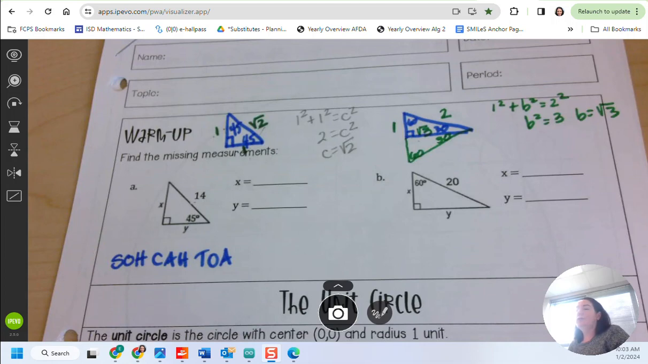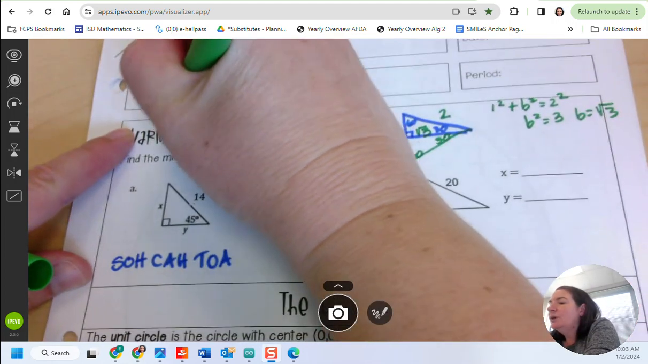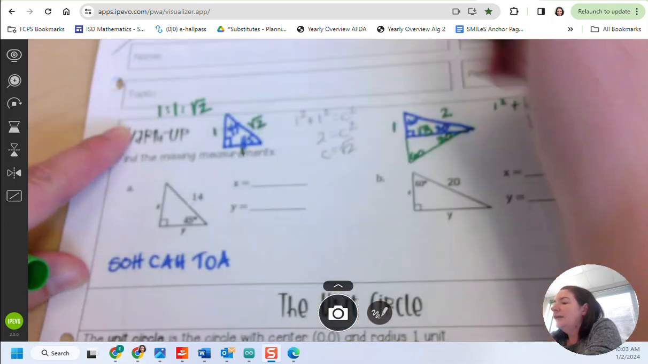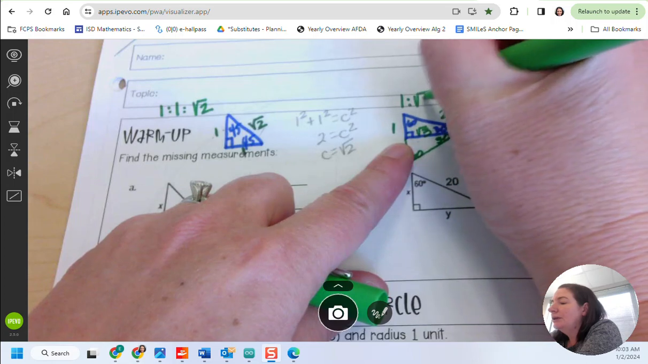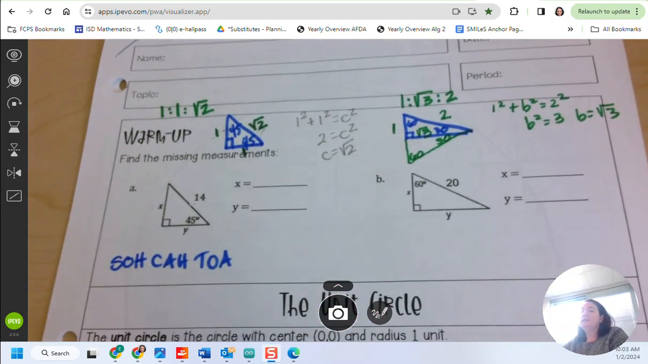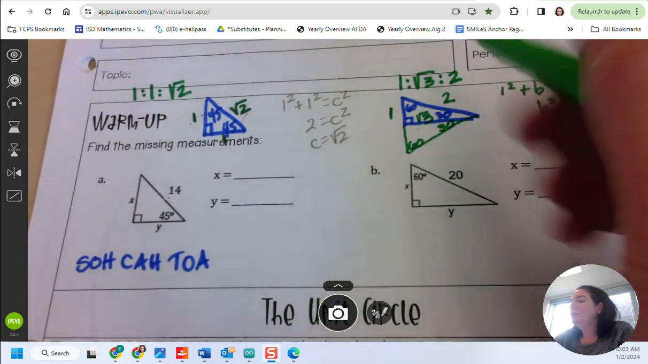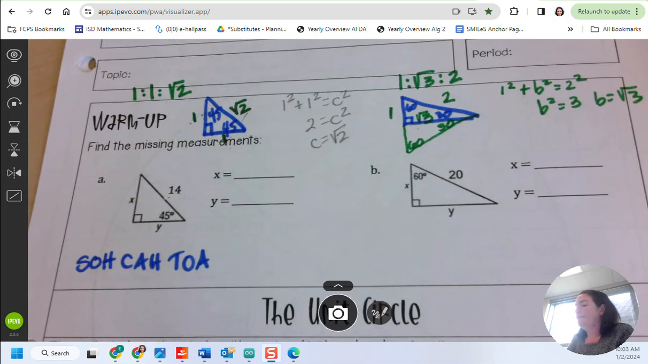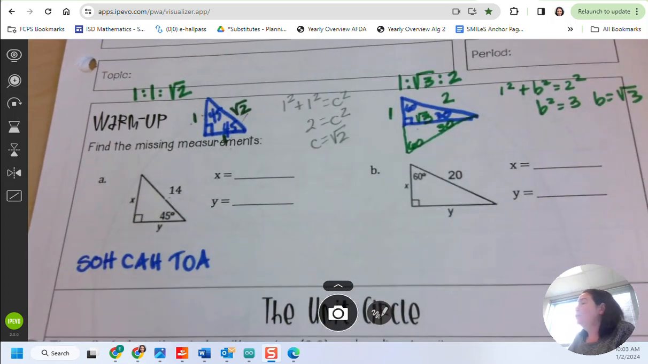I know that's really hard to read. So in the 45, 45, 90, it's 1 to 1 to root 2. And then in the 30, 60, 90, it's 1 to root 3 to 2. Those are your side lengths. Remember, the longest is always going to be the hypotenuse, and 2 is a bigger number than root 3. Okay, so using those, you can set up proportions to find your missing sides, and you should get the same numbers that you would get from SOHCAHTOA.